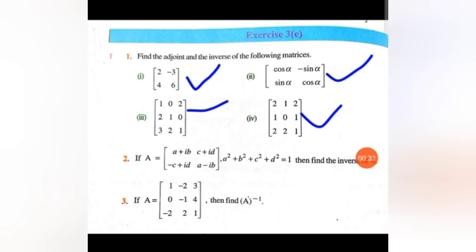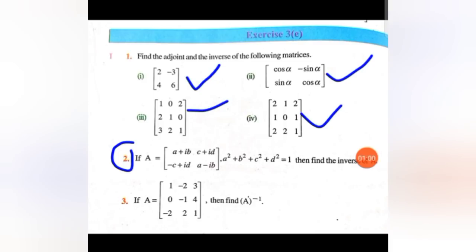Inverse of the matrices. For 2 by 2, we gave a formula like 1 by AD minus BC times the matrix D, minus B, minus C, A. So use that formula. Next, problem number 2, it is A equals to the matrix A plus iB, C plus iD, minus C plus iD, A minus iB. Here also it is a 2 by 2 matrix, and you know how to evaluate the inverse of a 2 by 2 matrix.